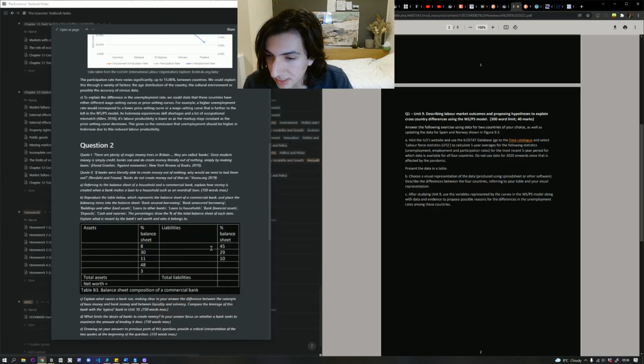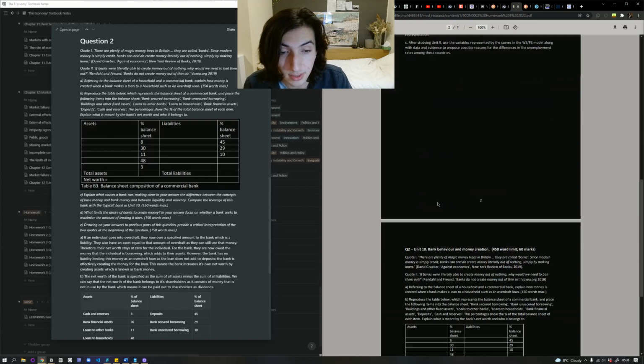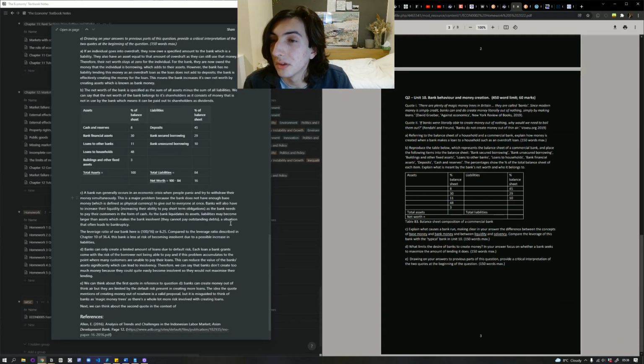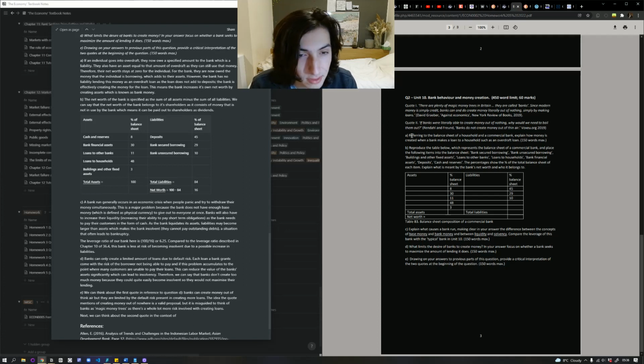Okay, let's continue on to number 2 here. It states 2 quotes at the start, which we'll get back to. And then it asks, referring to the balance sheet of a household and a commercial bank, explain how money is created when a bank makes a loan to a household, such as an overdraft loan.